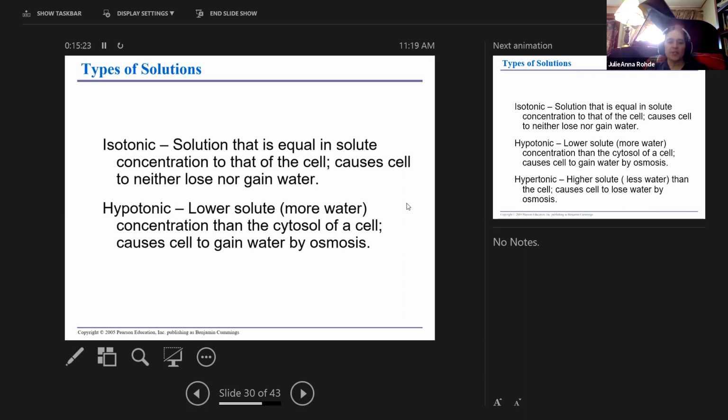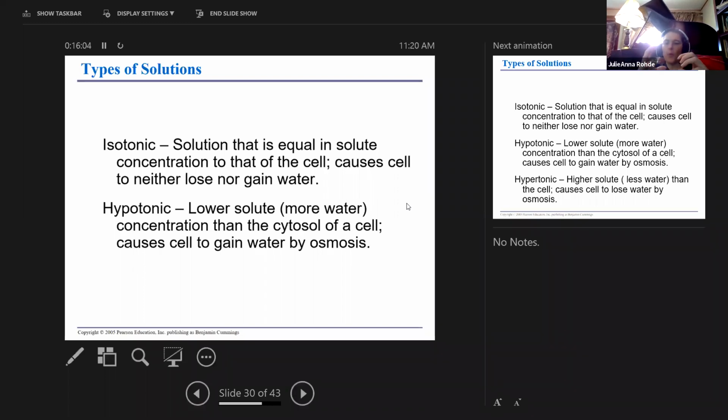So hypotonic solution: lower solute concentration than the cytosol of a cell, causes cell to gain water by osmosis. Okay, that's the definition of your book, or pretty close to it, without the parenthesis. So lower solute. That means that if you drop your cell into a beaker, the solution in the beaker has less stuff dissolved in it than what's dissolved in the cytoplasm or the cytosol, which is the water solution inside the cell.